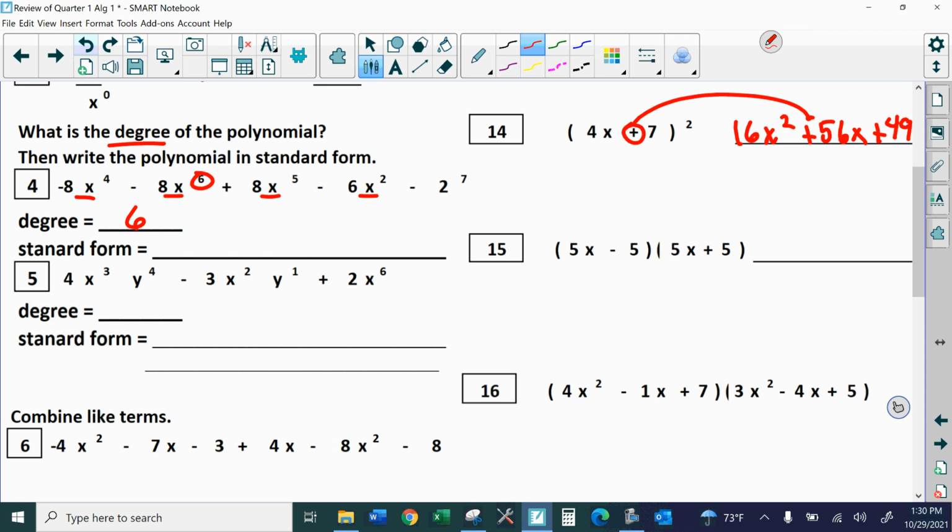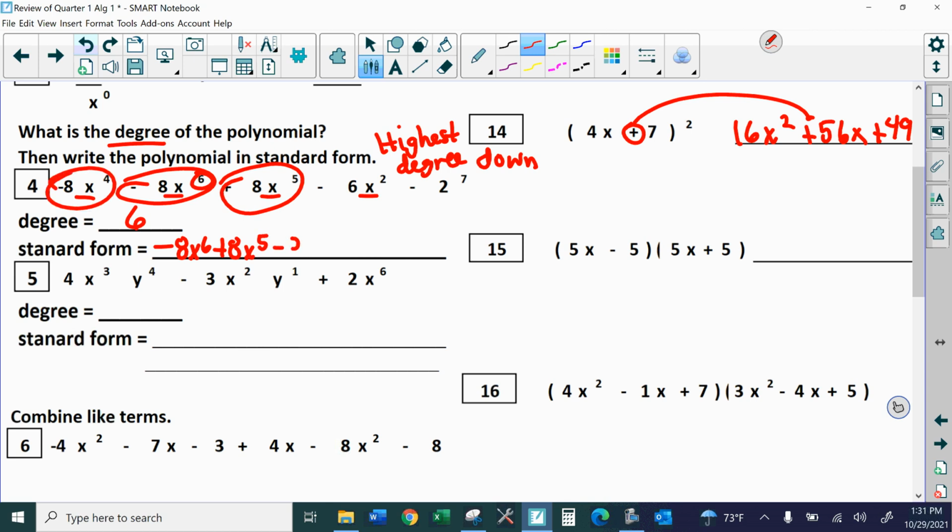Now it says write the polynomial in standard form. Polynomial in standard form means highest degree down. So obviously we have, and you have to make sure you put the sign with it, negative 8x to the 6th. Next one up is positive 8x to the 5th. Next one is minus 8x to the 4th. Next one is negative 6x squared. And lastly is my constant.